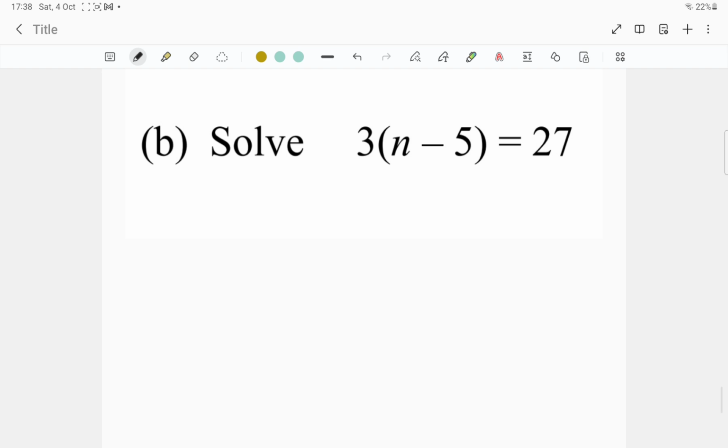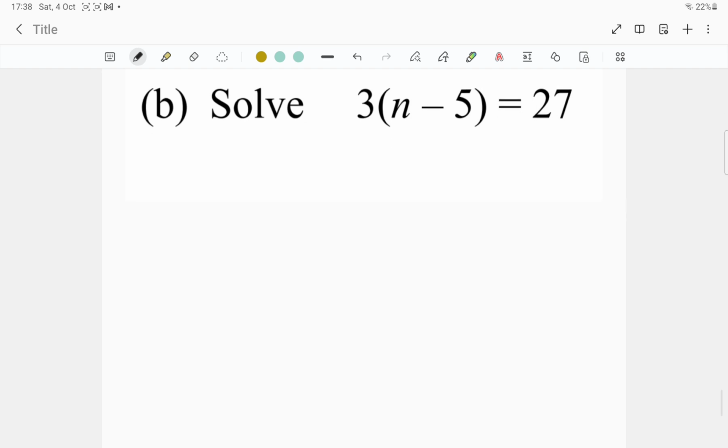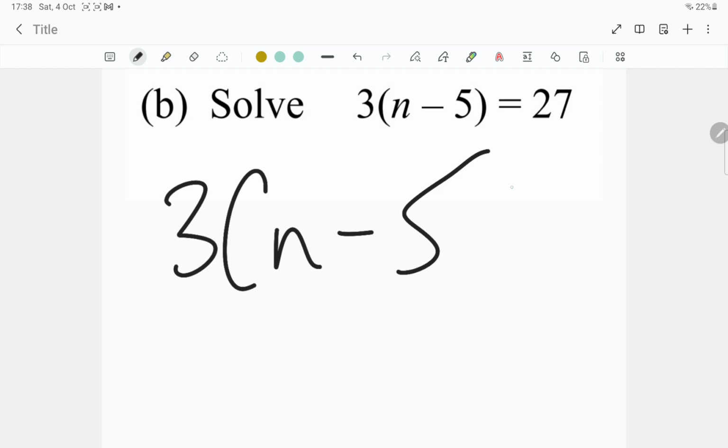This is our final question. Okay, so if you know how to do it, please do it. If you don't know how to do it, then just follow along with me. But obviously, if you know how to do it, pause the video and have a go yourself. Okay, we've got 3 brackets n take 5 equals 27. That looks like a 77. I don't know what's going on today.